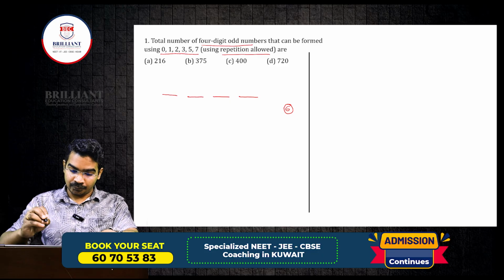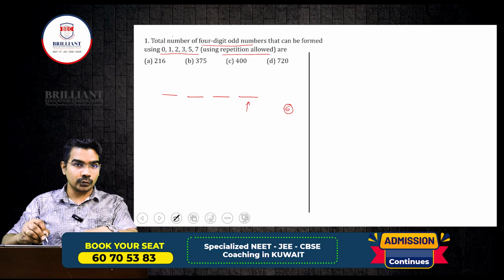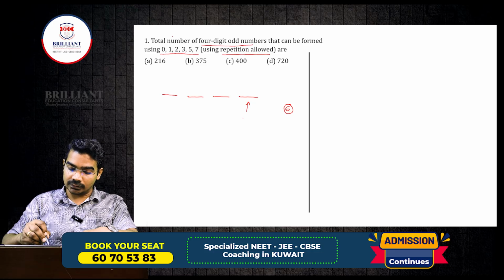Repetition is not allowed. One thing given is that it should be an odd number. So in the ones place, we cannot use 0 or 2. We can only use odd numbers, that is 1, 3, 5, 7. So total options are 4.